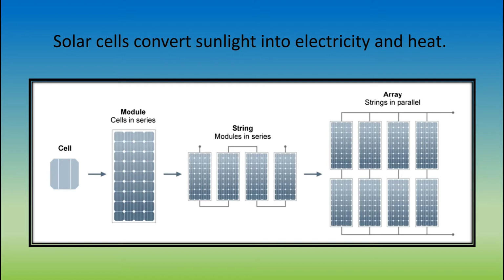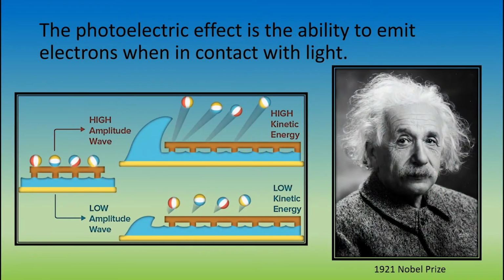In order for electricity to be generated, solar cells must be able to efficiently use the photoelectric effect. In 1921, Albert Einstein was awarded the Nobel Prize in Physics for the photoelectric effect. This is the ability for materials to emit electrons when in contact with light. When certain materials are bombarded by light, the loose electrons are given kinetic energy and jump off of the material.